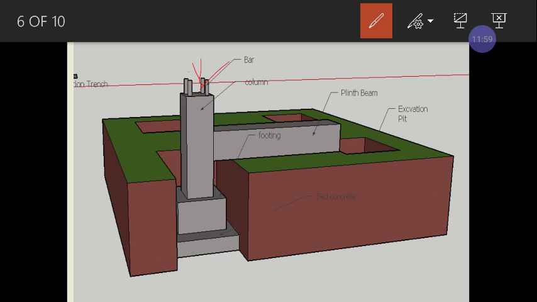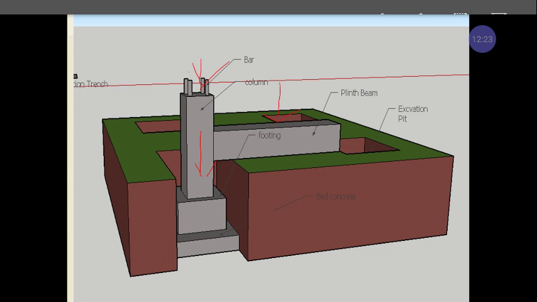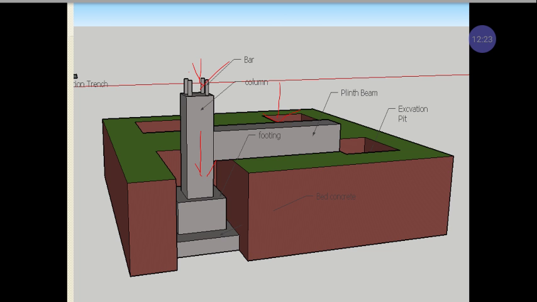You can see here, this is the foundation for the RCC frame structure. Here there will not be a trench, there will be a pit, as we have discussed earlier. So here there will be a column footing for single columns. This is not combined together and it is not running along the length. This will be for all separate columns. There will be a column footing, over which the column will be raised, and above the ground level there will be a plinth beam.